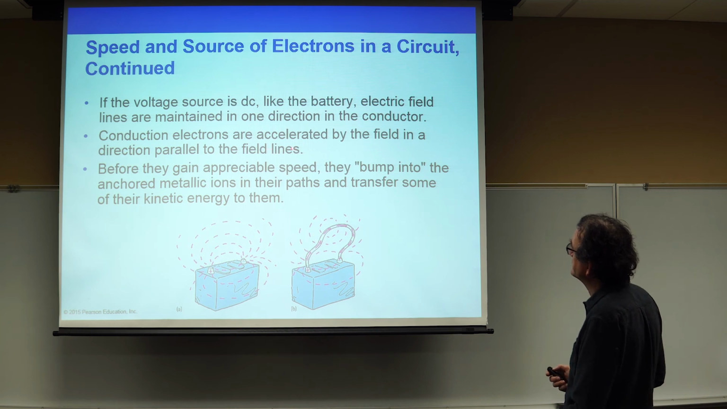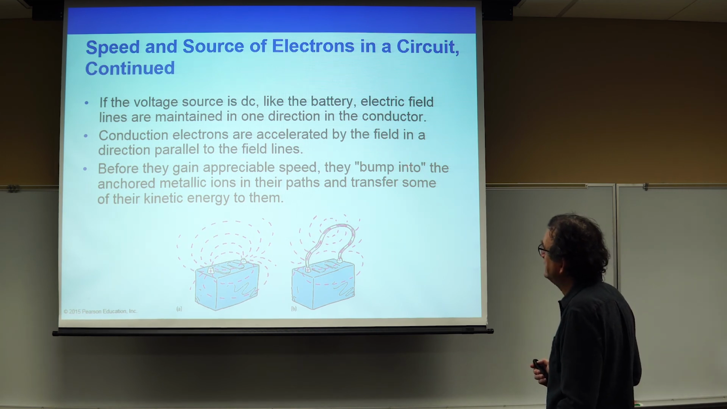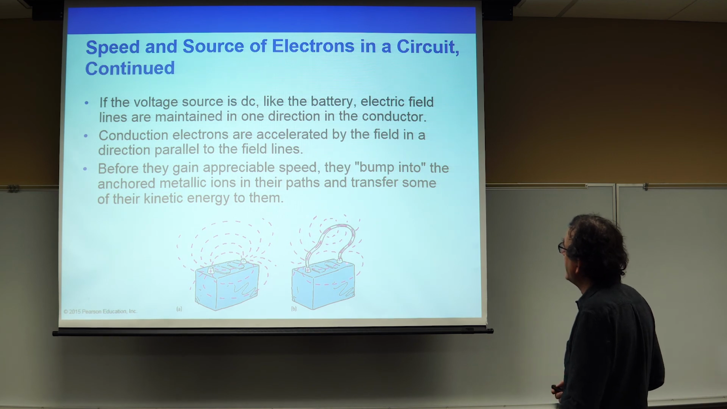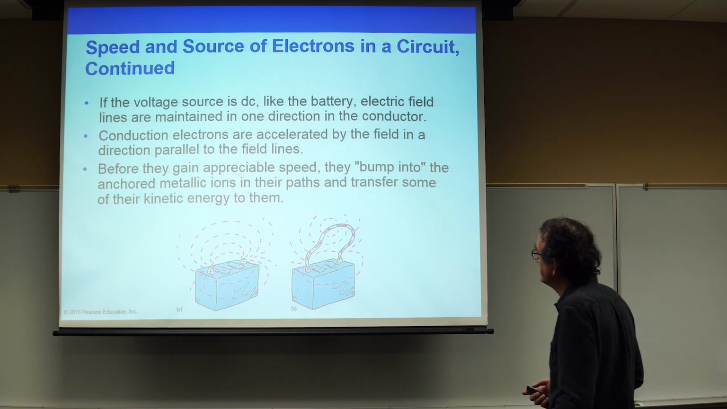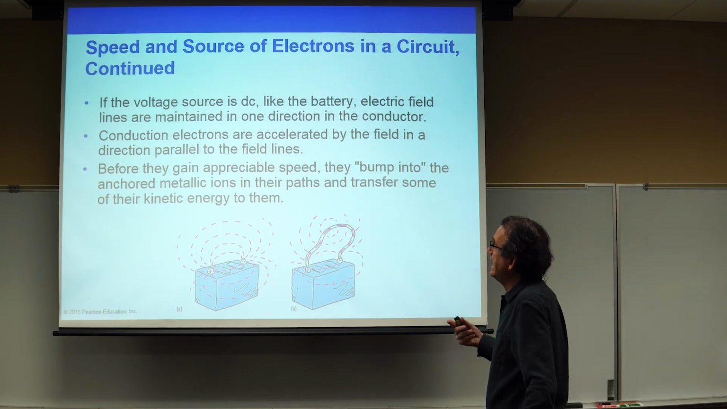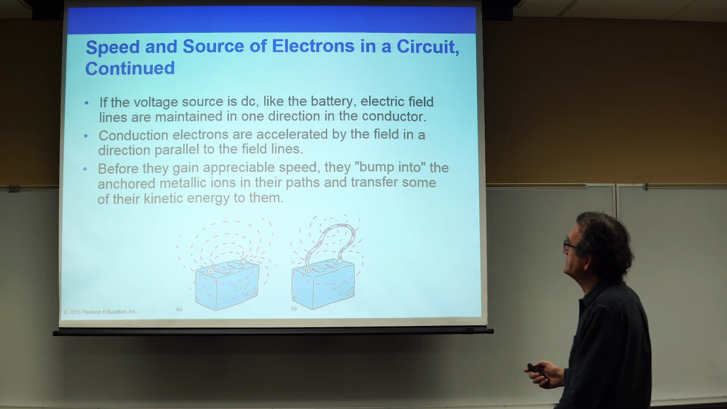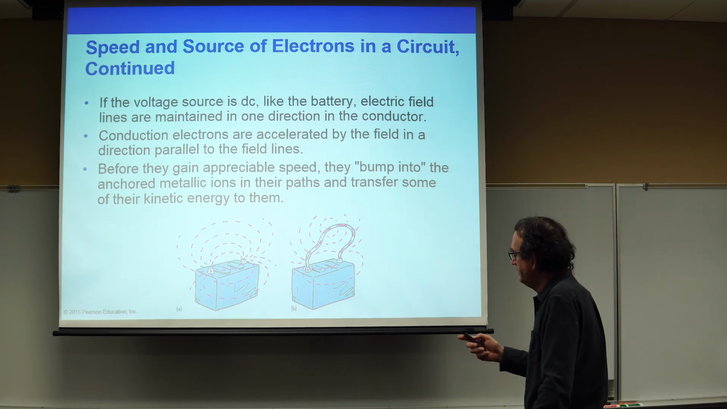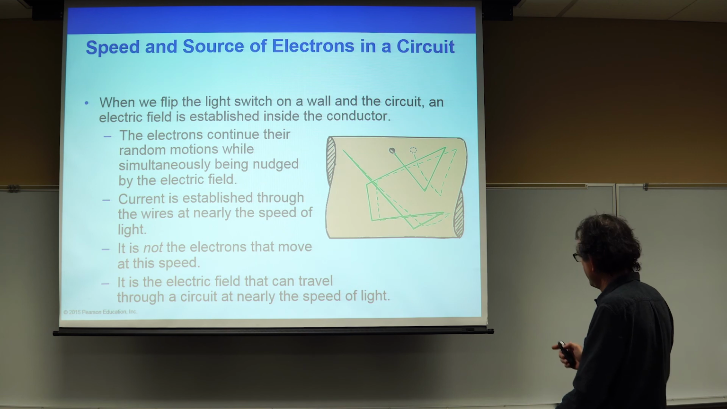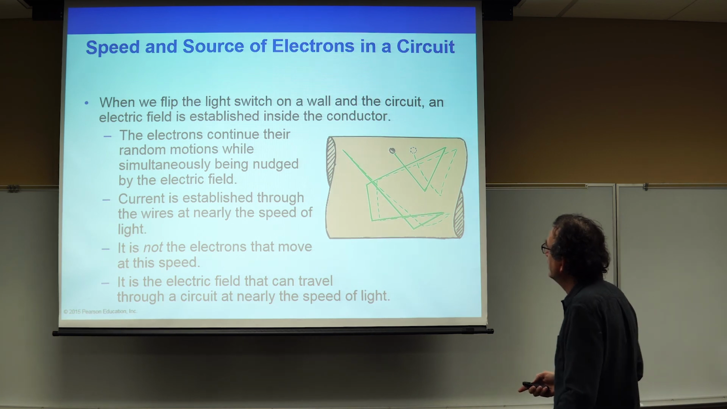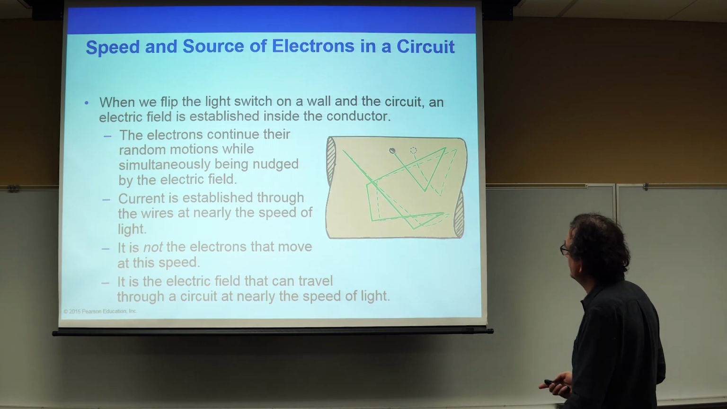But the conduction electrons are accelerated by this field in a direction parallel to the field lines and parallel to the wire itself. Before they can gain appreciable speed, however, they bump into the anchored metallic ions in their paths, transfer some of their kinetic energy to them, and begin this random walk problem. It starts here and then eventually migrates over to here at a much slower velocity than would otherwise be happening.